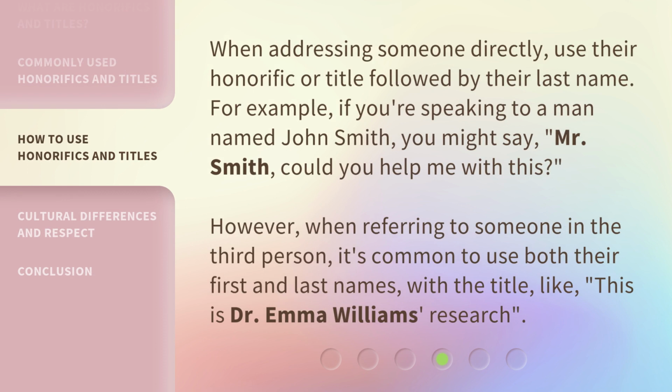When addressing someone directly, use their honorific or title followed by their last name. For example, if you're speaking to a man named John Smith, you might say, "Mr. Smith, could you help me with this?" However, when referring to someone in the third person, it's common to use both their first and last names, with the title, like, "This is Dr. Emma Williams's research."